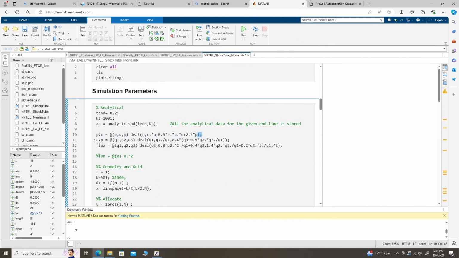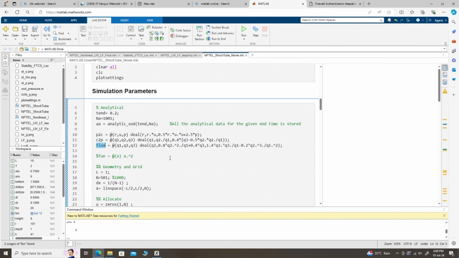Similarly, you can do the conserved to primitive, where I am giving q1, q2, q3, and I am getting the primitive values, which are rho, u and p. This is q1, and q2 by q1, which is basically rho u by rho, that is u, and from the energy we are getting the primitive variable, which is p.